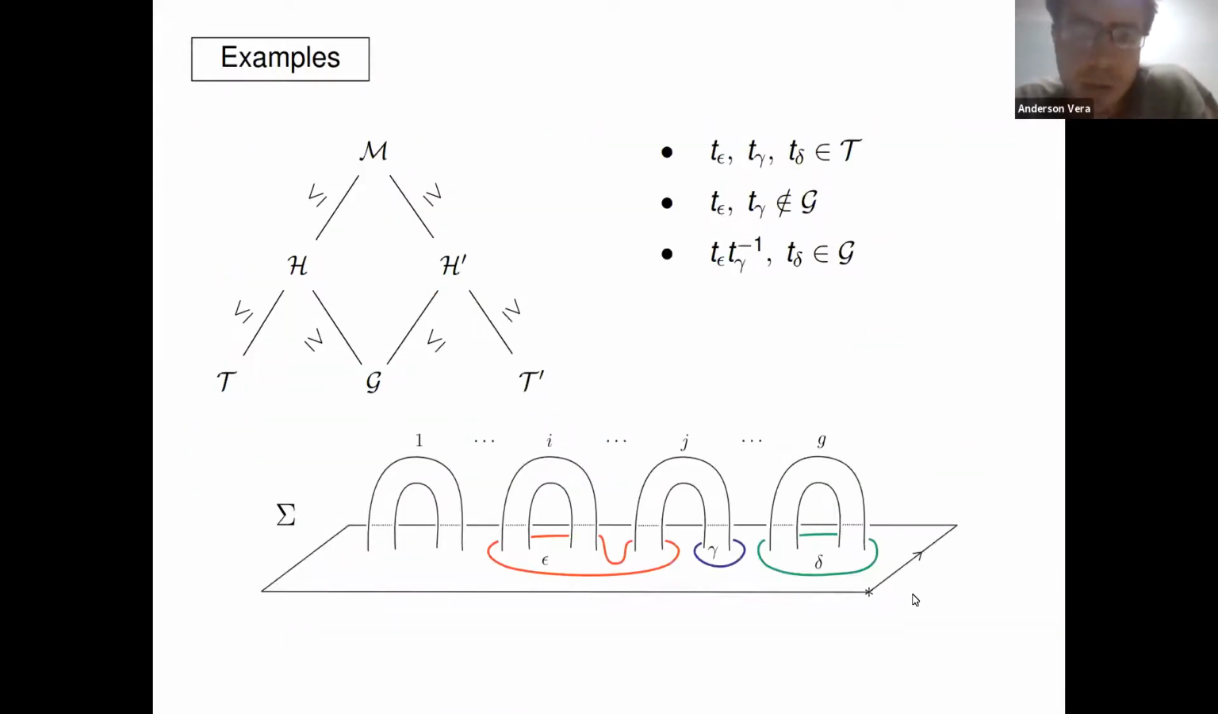So let me give some examples. Here we have three simple closed curves, epsilon, gamma, and delta. The twists along epsilon, gamma, and delta are elements in the twist group. T epsilon and T gamma do not belong to the Goeritz group. But if we take the product of T epsilon and T gamma inverse, this is an element in the Goeritz group, as well as T delta.